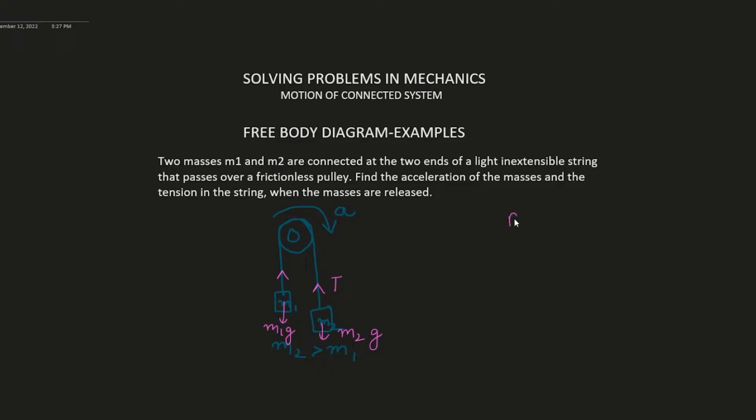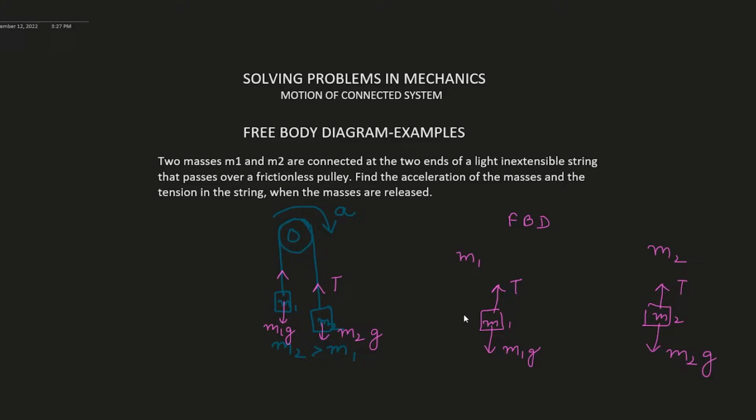So let's move to the free body diagram. We'll draw the free body diagram of the two bodies separately, starting with m1. So here is your mass and let's mark the forces. One is your weight, the other is tension. For mass m2, the diagram will be similar, that is, the tension is acting upward and the weight is acting downward.